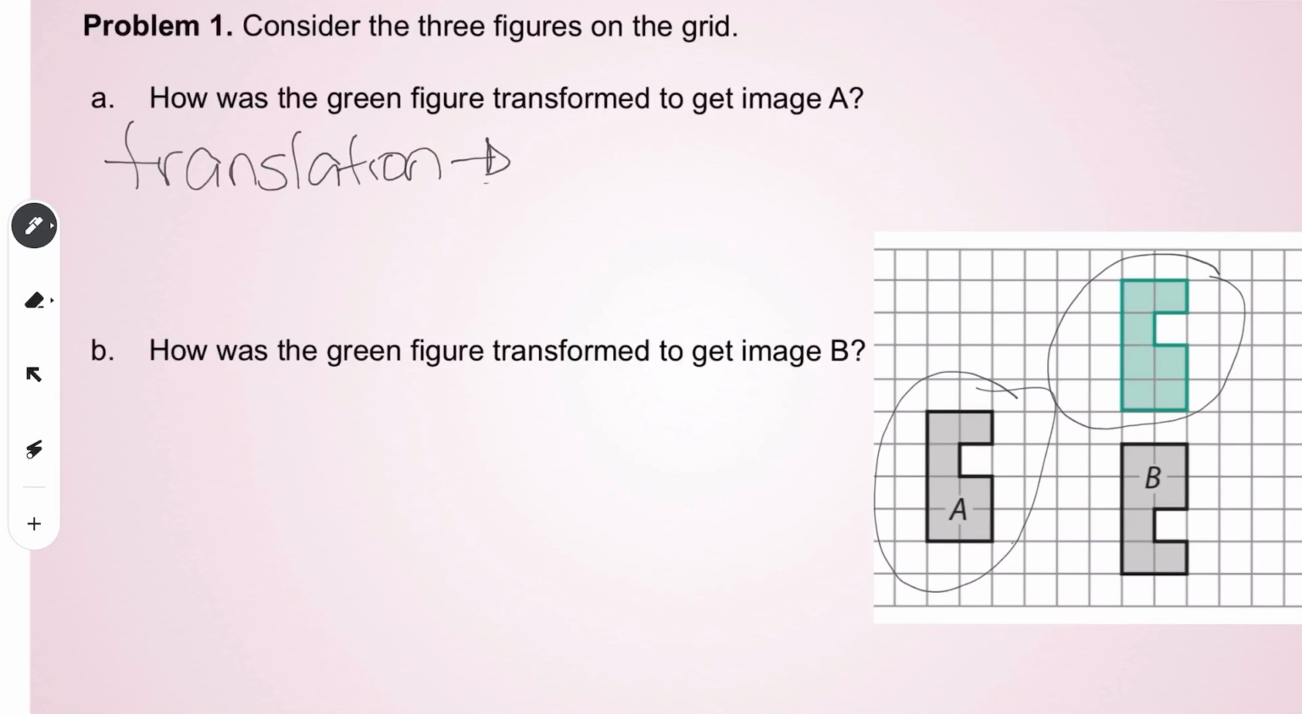I know it's a translation because it moved to the left and it moved down. It moved to the left 1, 2, 3, 4, 5, 6 units. And it moved down 1, 2, 3, 4 units.